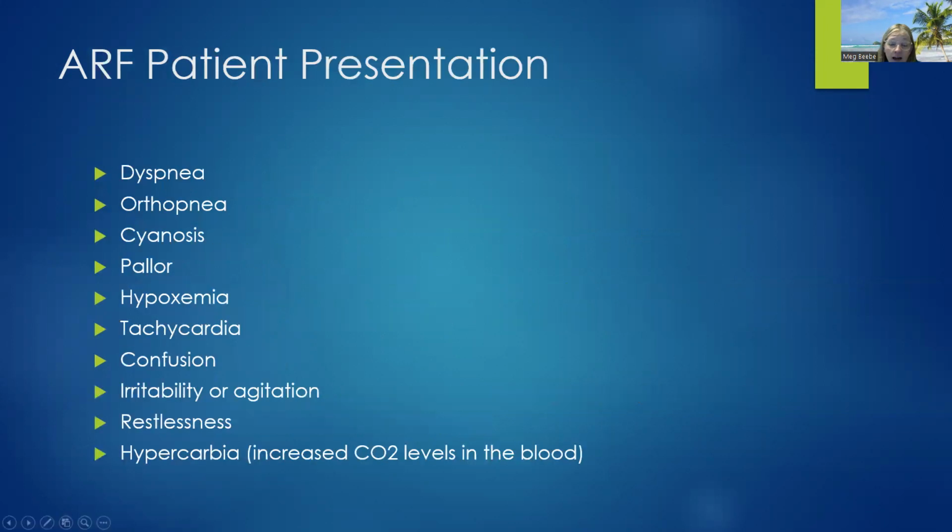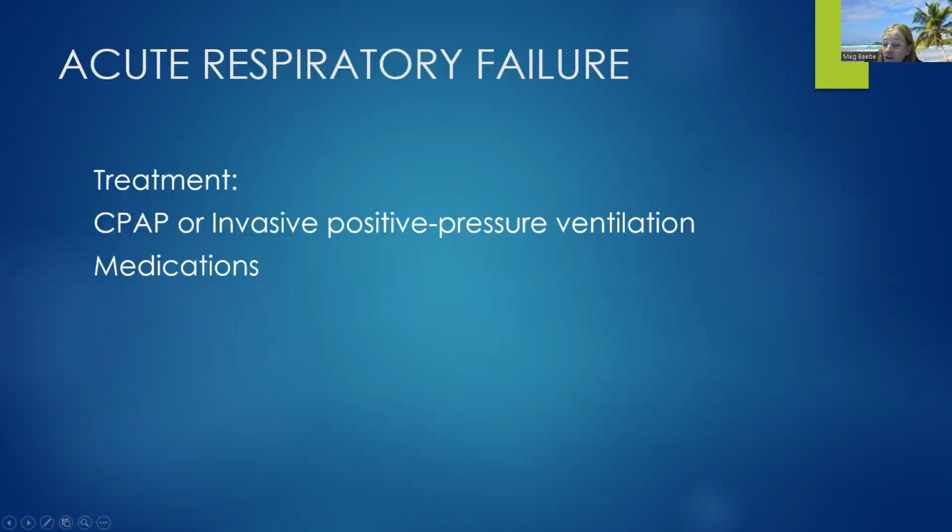We're just looking a little more at a patient presentation. If the patient comes in with acute respiratory failure, we're going to see dyspnea, orthopnea, where the patient's unable to lay down and breathe well, cyanosis, pallor, hypoxemia, tachycardia, confusion because of the lack of oxygen supply, irritability and agitation, restlessness, and hypercarbia, which is the increased CO2 level in the blood. Now, with acute respiratory failure treatments, again, as we talked about on a previous slide, CPAP or invasive positive pressure ventilation and different medications may be given.